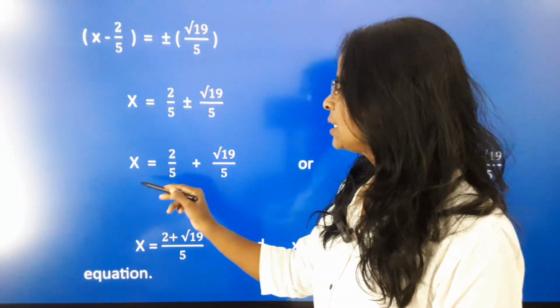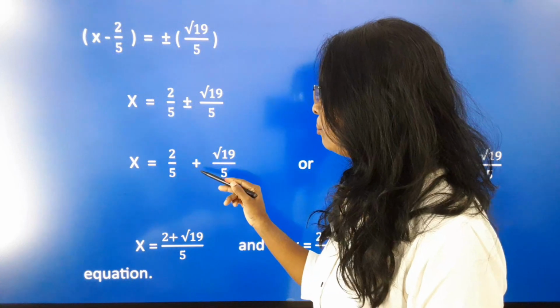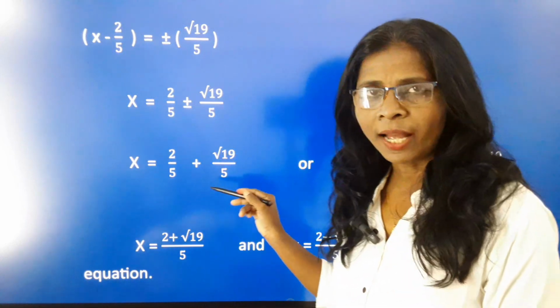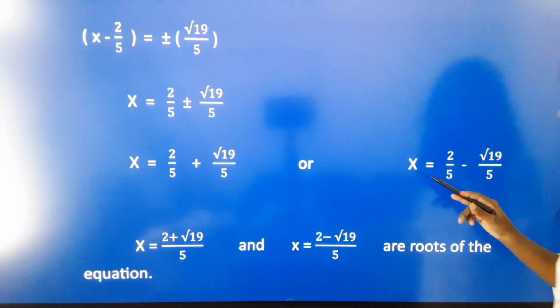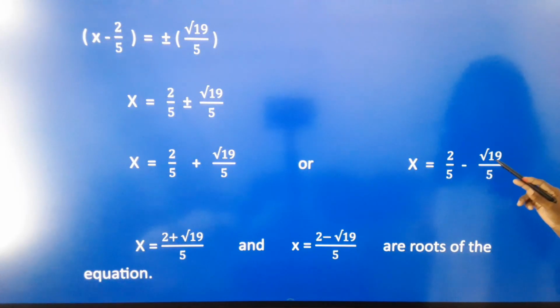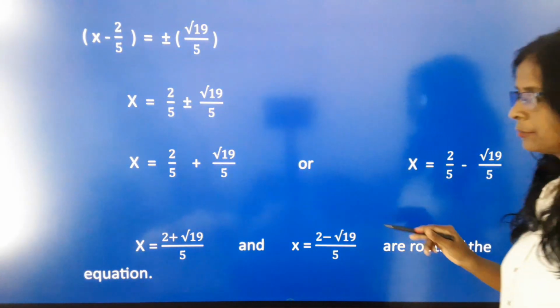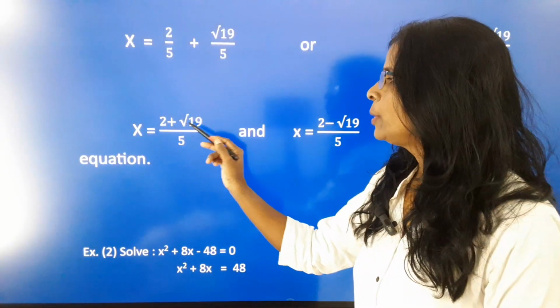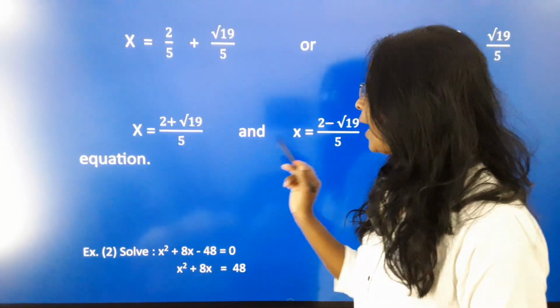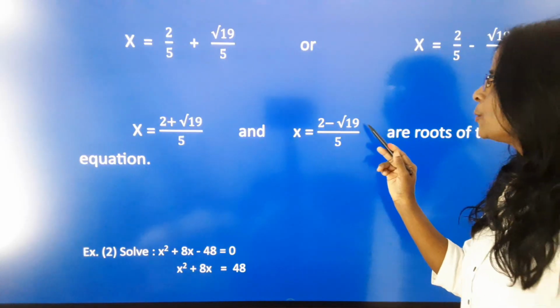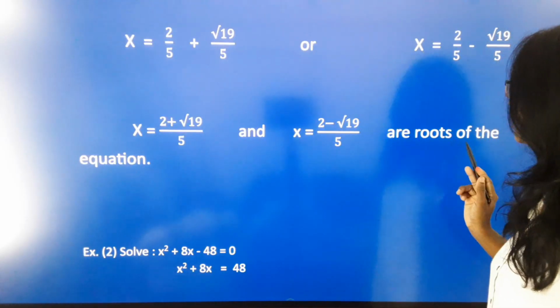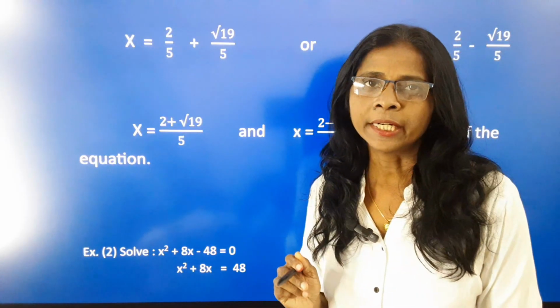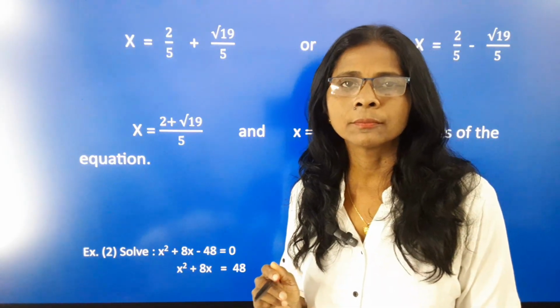So that means x is equal to (2 plus root 19) upon 5, or we say x is equal to (2 minus root 19) upon 5. So this way we can say that x is equal to (2 plus root 19) upon 5 and x is equal to (2 minus root 19) upon 5 are the roots of the given quadratic equation.